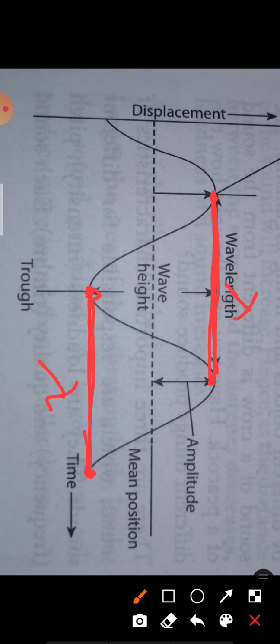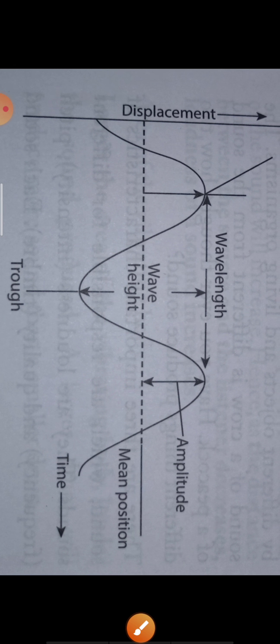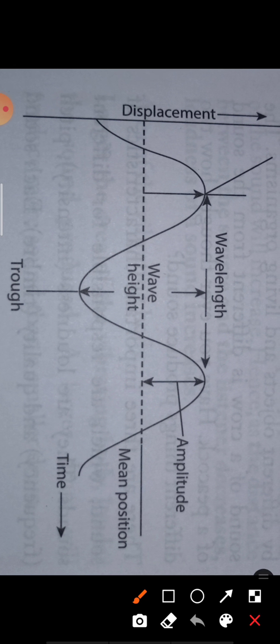So what is amplitude? First you have to know what is mean position. The dotted line you can see is your mean position. Mean position means an imaginary line which cuts the wave into two equal parts. You can see that this line cuts the wave into two equal parts. So this imaginary line is your mean position.